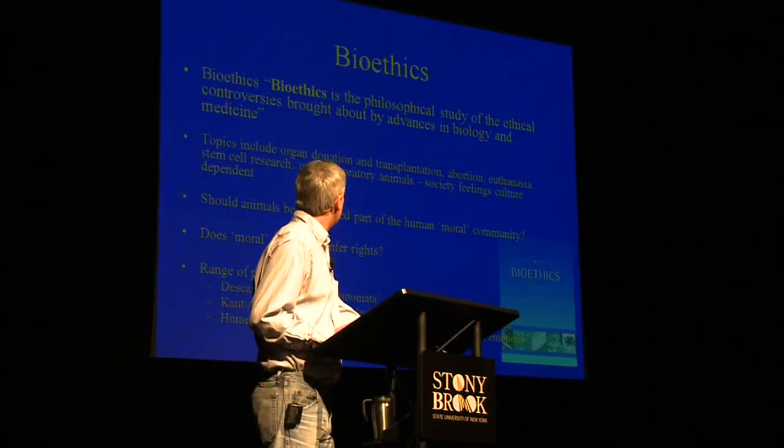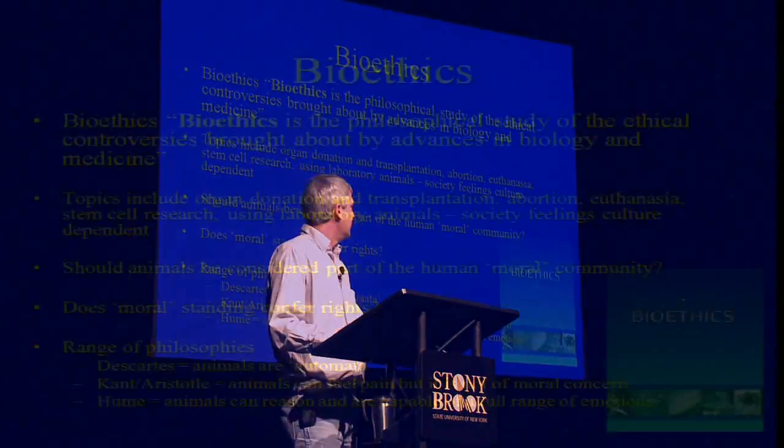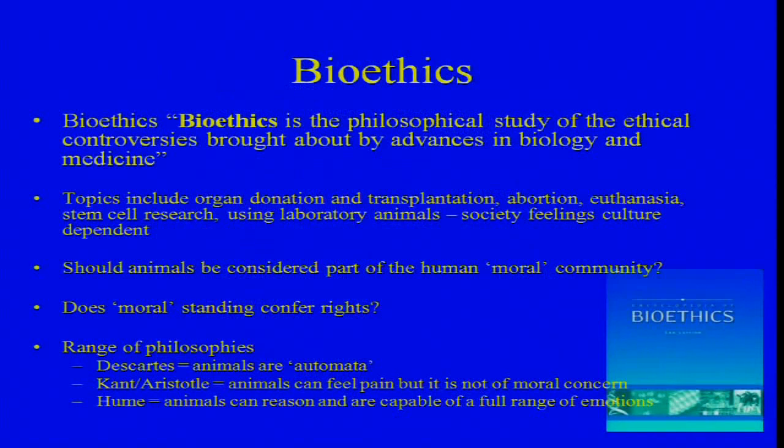Bioethics is defined as the philosophical study of the ethical controversies brought about by advances in biology and medicine. Some other examples of bioethical terms might be organ donation and organ transplantation, things like abortion, euthanasia, stem cell transplant. All of these things are potentially controversial, but they are advances in biology. And obviously, using animals in research would be another example of that.